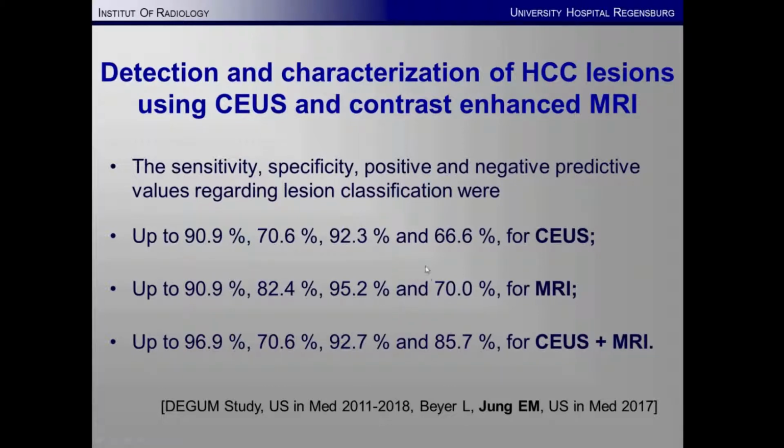So I have to answer, in comparison to MRI and CT scan, we have a high diagnostic accuracy for contrast-enhanced ultrasound. The diagnostic accuracy is over 90%, and this is excellent.